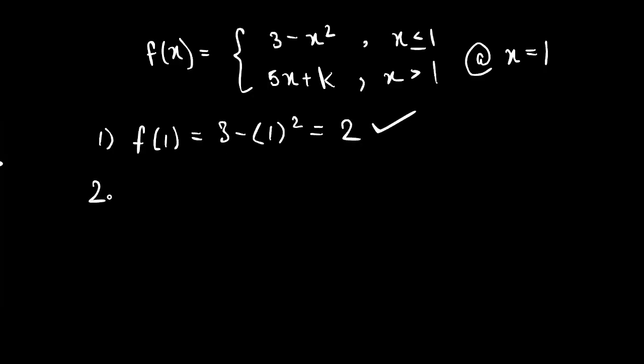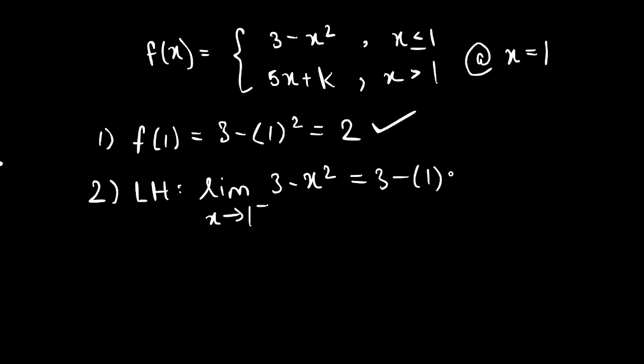Now we need to find the limit as x approaches 1. Since we're dealing with a piecewise function, we approach this the same way we did for the last problem, comparing the left-handed limit with the right-handed limit. Starting with the left-handed limit, what is the limit as x approaches 1 from the left of f of x? We use the 3 minus x squared branch. Clearly we can use direct substitution here, and that gives us 3 minus 1 squared, or 2.